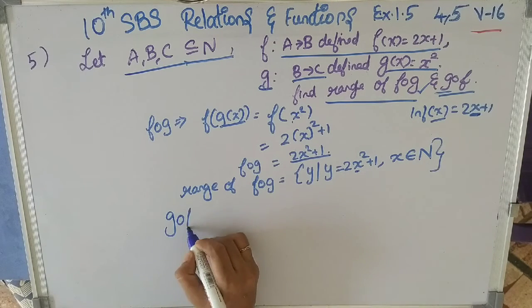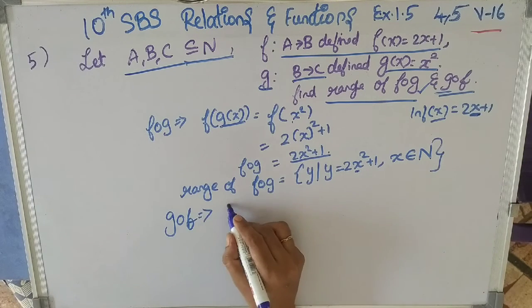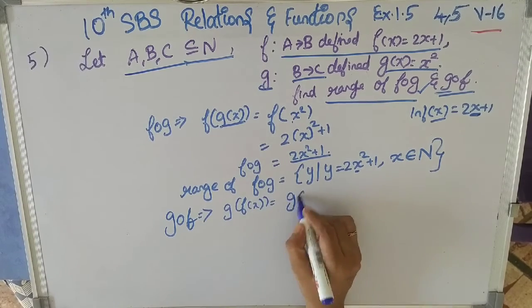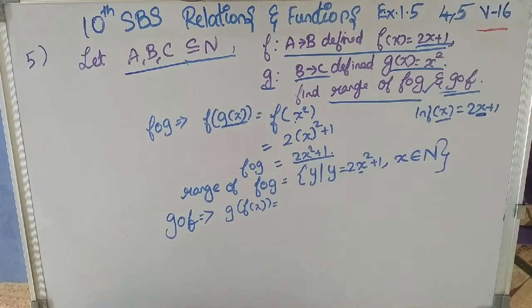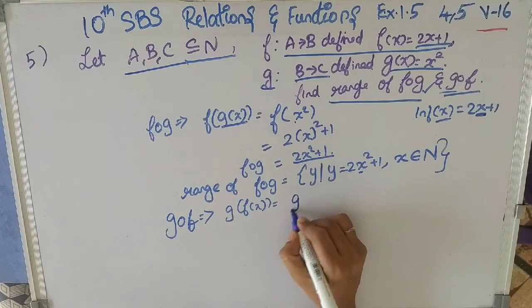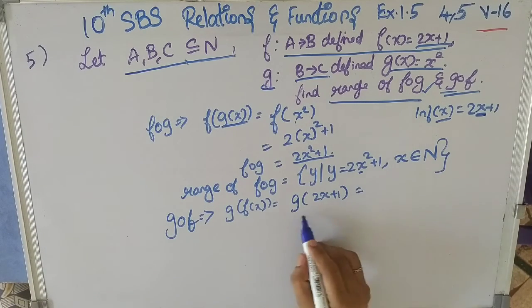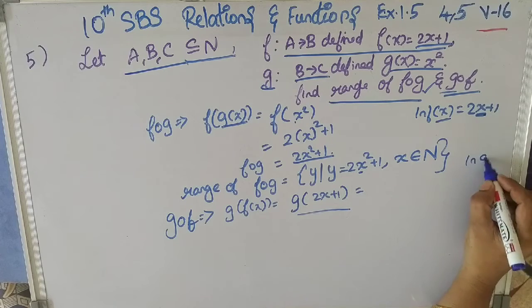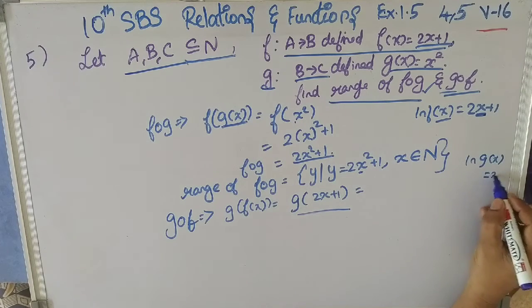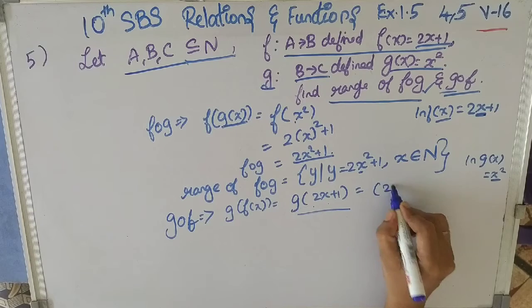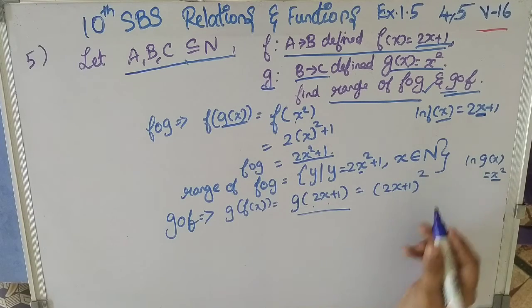Now we have to find what is g dot f. What is g dot f? G of f of x, isn't it? So what is g of f of x? G of, what is f of x? 2x plus 1. So g of 2x plus 1. What is the meaning of g of 2x plus 1? In g of x, that is equal to x squared, we have to replace the x with 2x plus 1. Therefore 2x plus 1 the whole squared.